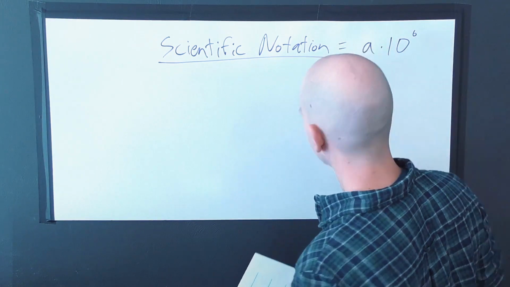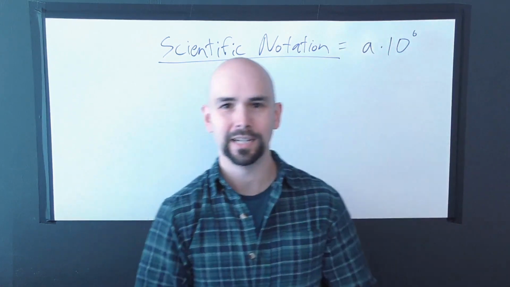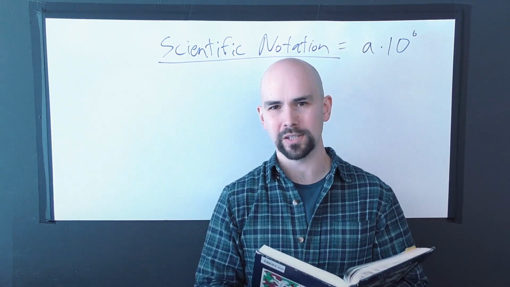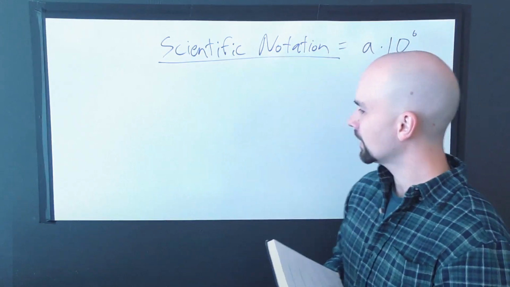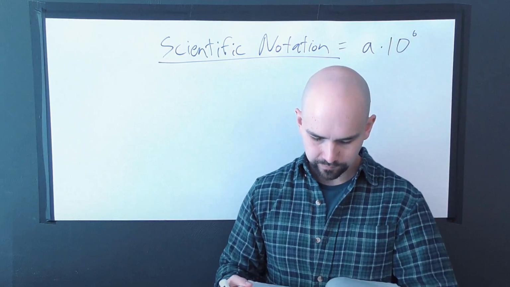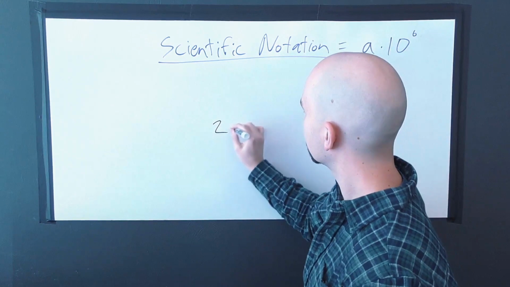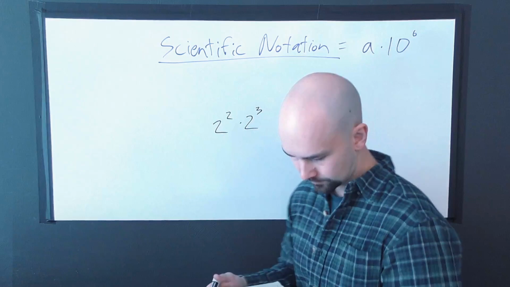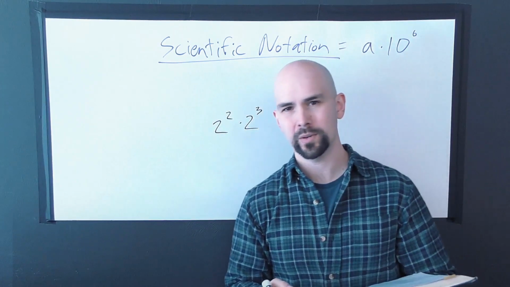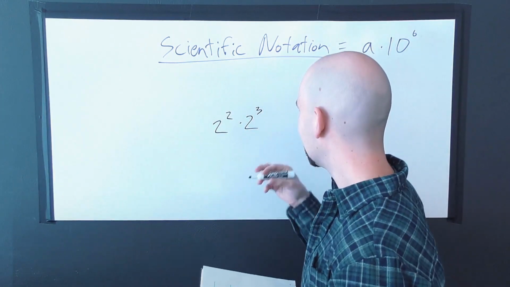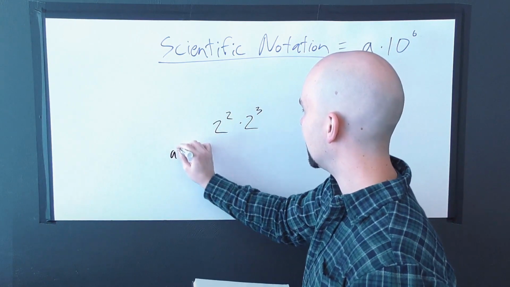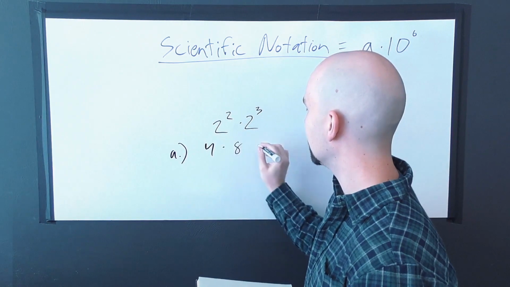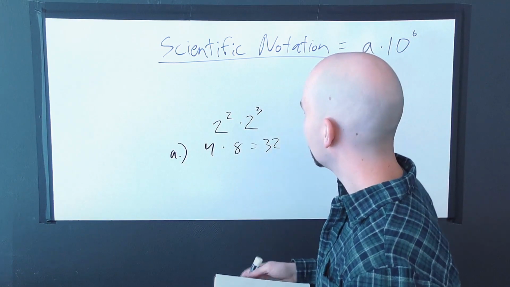It turns out that you can actually do multiplication with numbers that are in scientific notation in some very useful ways. Like, let's say that I have a number like 2 squared times 2 cubed. There's a few ways I could solve that. Method A would be: what's 2 squared? 4, times what's 2 cubed? 8. It's going to equal 32.